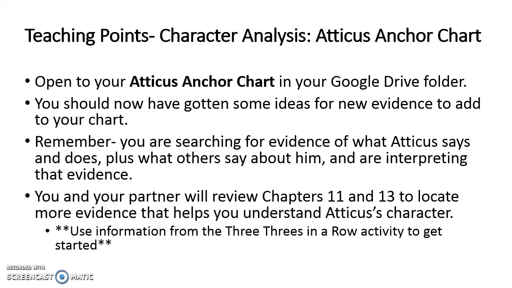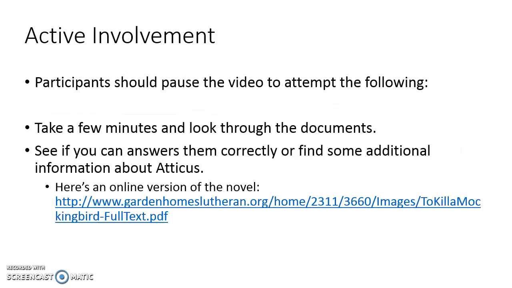After they're done with this, they'll go back to their seat and again start updating that Atticus Anger chart that we started at the very beginning of the module. They will use the information from chapters 11 and 13 to continue filling in information about who Atticus is as a person by this point in the novel, and they can also use their 3 threes in a row activity to help them with that information.